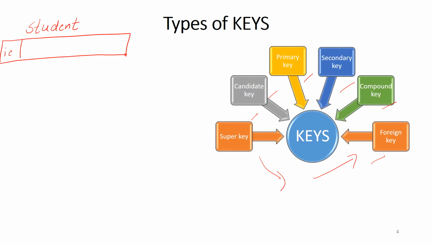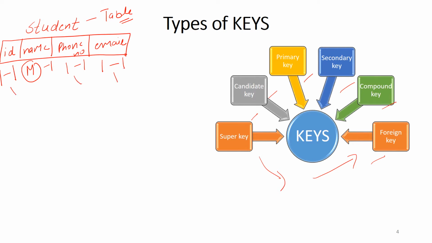The first is ID, the second one is name, the third one is phone number, and the fourth one is email ID. Now the student table has 4 attributes: student ID, name, phone number, and email. You also know that only one ID will be given to one person, but many people have the same name, right? Only one person has one phone number, and one person will have one email ID. So these one-to-one relationship attributes will be in a candidate key.